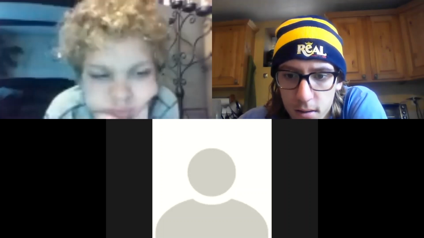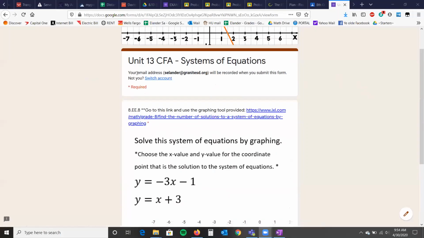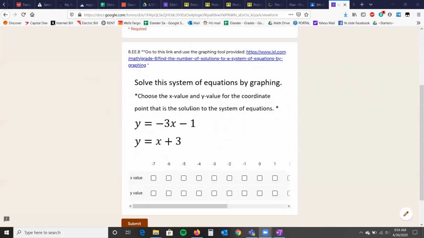Okay, so I'm going to go ahead and show you guys this real quick, how this problem works. And am I still sharing? Let's see. Oops. All right, share screen. All right. So when you get to one of the problems, guys, it'll look something like this. And it says, go to this link and use the graphing tool provided. So you would click on this link.